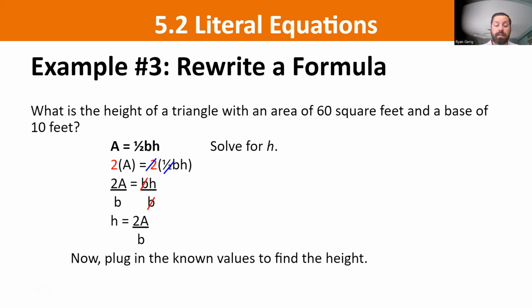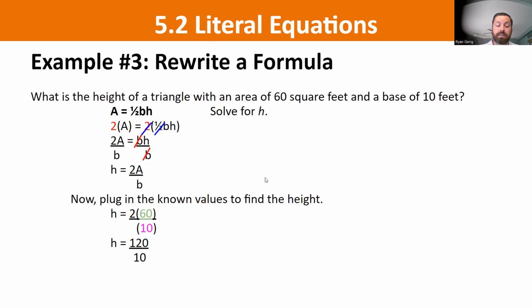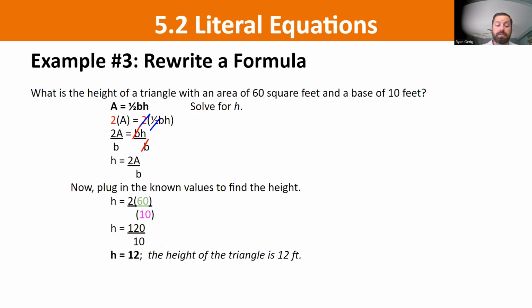Now I can plug in the known variables to find the height. So I know the area is 60 and the base is 10. Now I just simplify that expression and I have my answer to the question. 2 times 60 is 120, divided by 10 is 12. So the height of the triangle is 12 feet. Okay, and that concludes today's lesson.